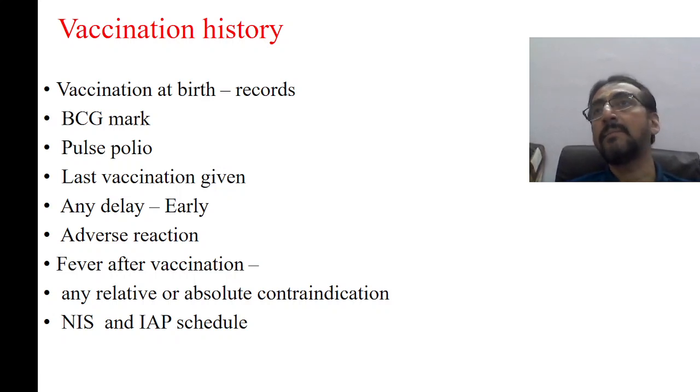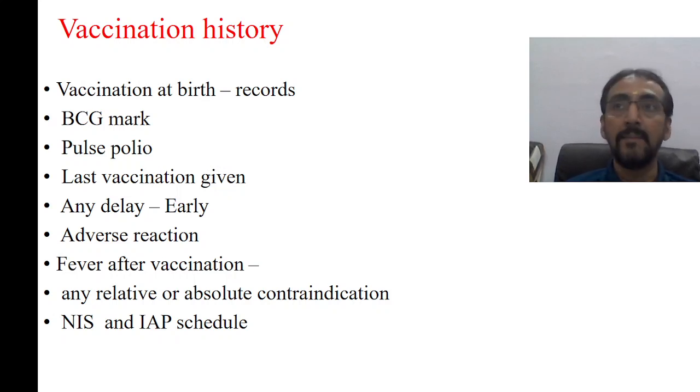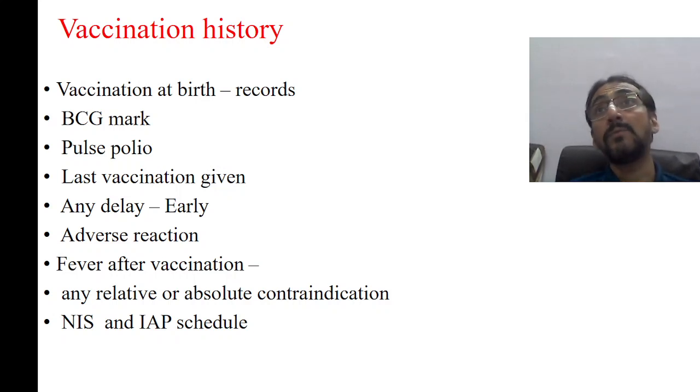Also ask about any delay. Sometimes a vaccine may be given late, or sometimes you may get the history that a vaccine was given too early. Early vaccination is not good. Of course, late vaccination has fewer problems. Now one more important history is vaccination adverse reaction. You have to ask whether there was any adverse reaction after taking the vaccines. Did the child develop syncope, anaphylactic reactions or any allergic reactions, especially for pertussis and others? That has to be inquired.